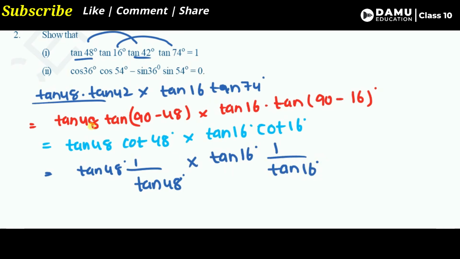So here this is going to cancel: tan 48, tan 48, tan 16, tan 16. Then what will we get? 1 into 1, that is 1. This is RHS. So like this also we can find the first question. Next, see the second one.